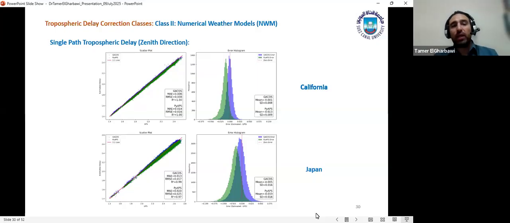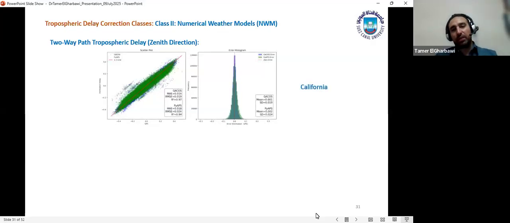So this is actually the single path, one direction. But in InSAR, we need two paths. So what we did is estimate the differential and multiply by 2, like we are estimating the differential delay for InSAR.